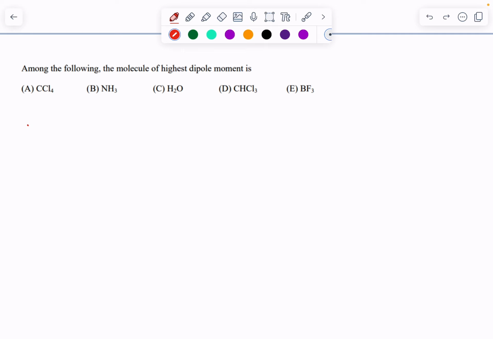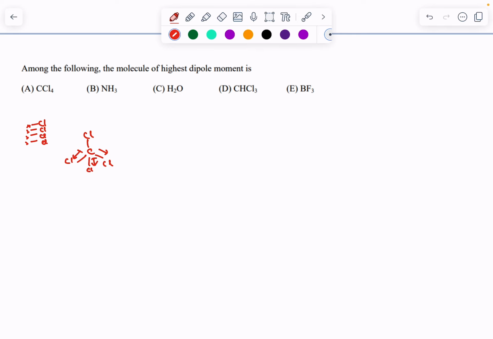CCl4: carbon has 4 valence electrons, bonded with 4 chlorine atoms. So 4 electron pairs are there, meaning sp3 hybridization. 4 sigma bonds are there, meaning sp3 hybridization, and we have tetrahedral geometry for CCl4.